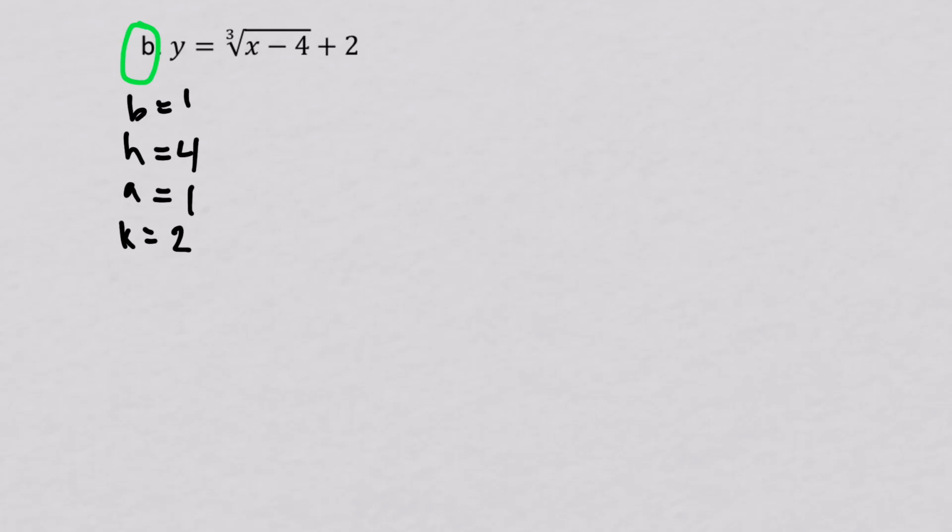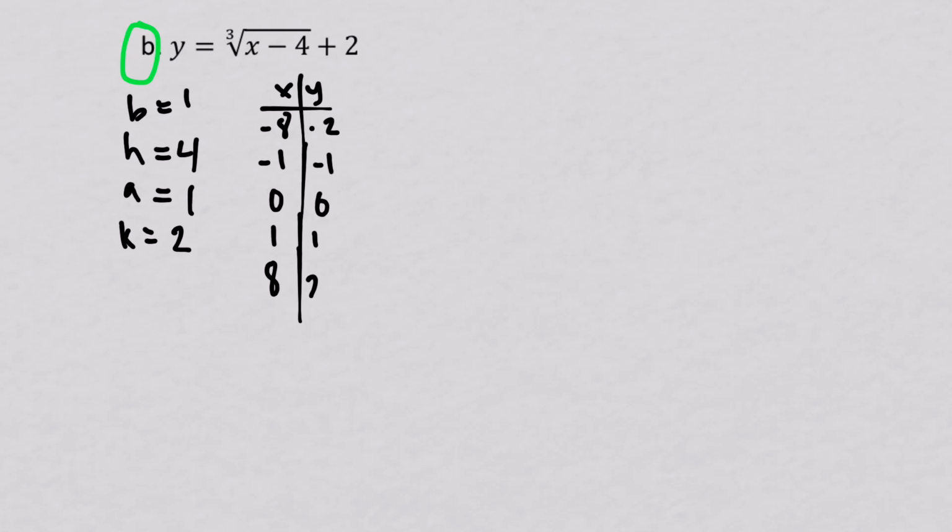Okay, what you do next is you set up your parent function table, which in this case is a cube root. So you must remember this table: -8, -1, 0, 1, 8. And then the y values are -2, -1, 0, 1, 2. We're going to transform this table using our B, H, A, and K.